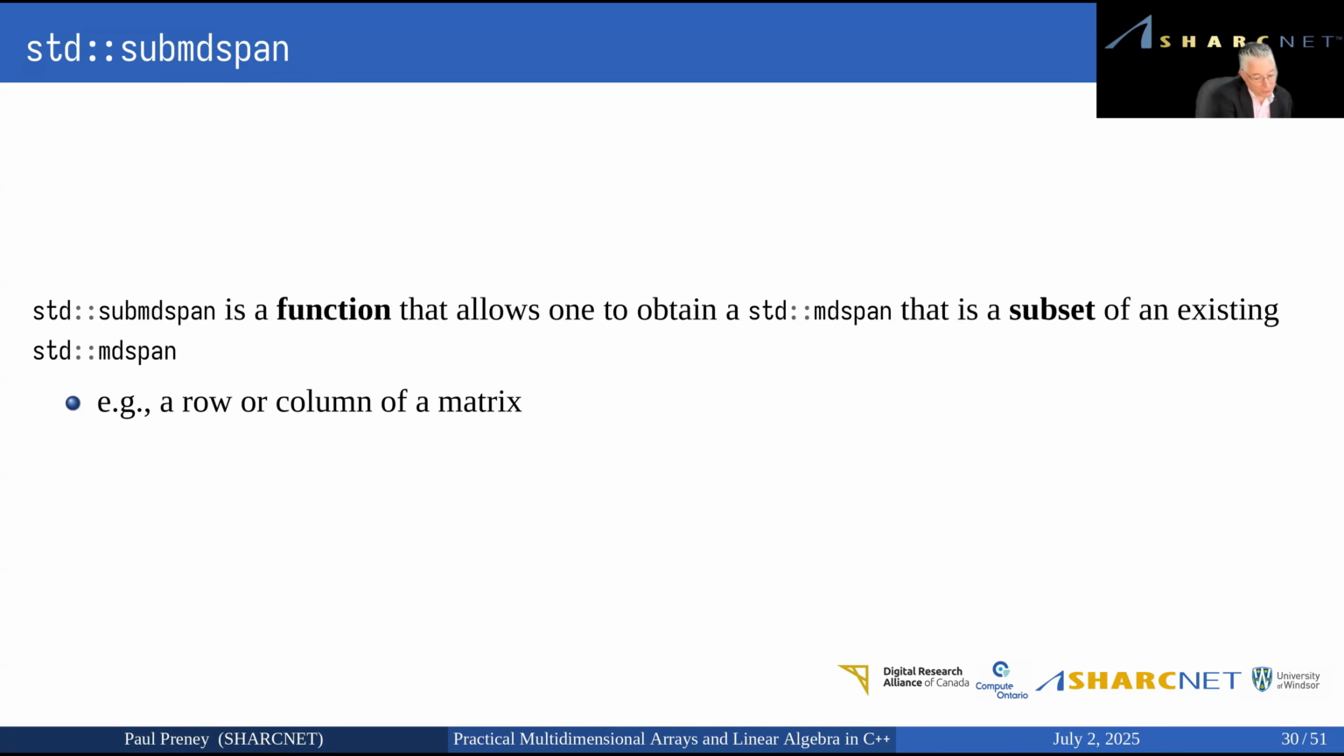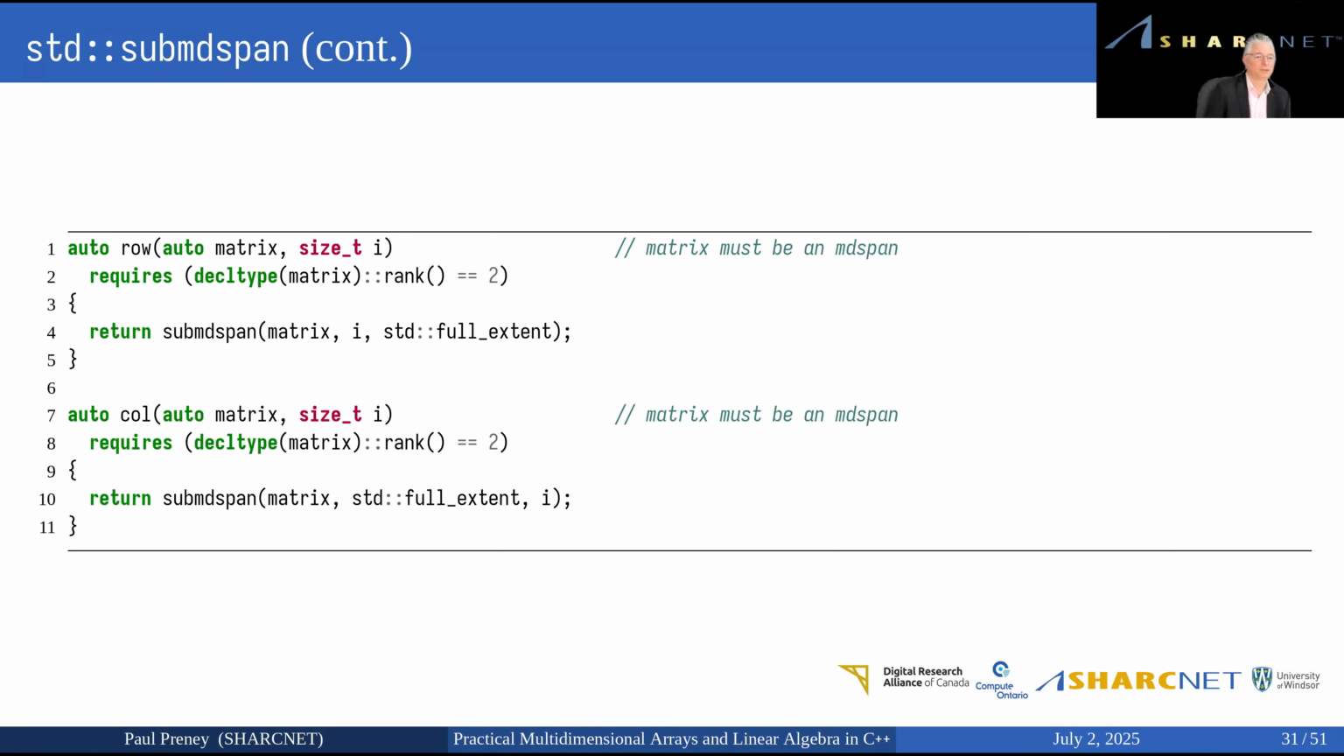So you'll say, but I don't normally want to do that. Like sometimes I want to get a row of my matrix or get a column of my matrix. What can you do? Well, there's a function called submdspan. Now that'll come in the next standard. It just missed the window to go into C++23. So it was literally put into the next standard. But all the implementations provide it. Submdspans let you get slices of your multi-dimensional spans.